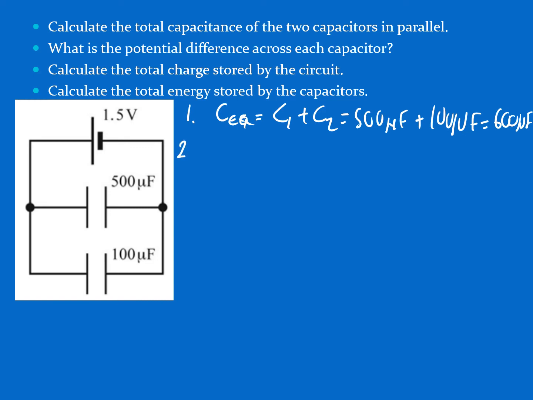Second part, what's the potential difference? So we've got a parallel circuit, so we've got the same potential difference across each capacitor. So the value is 1.5 volts.